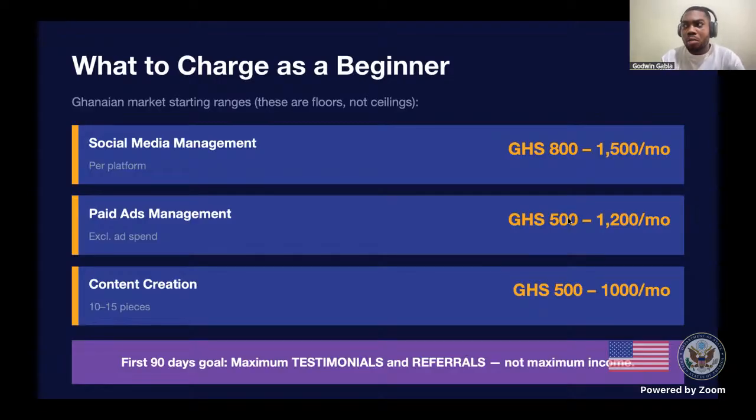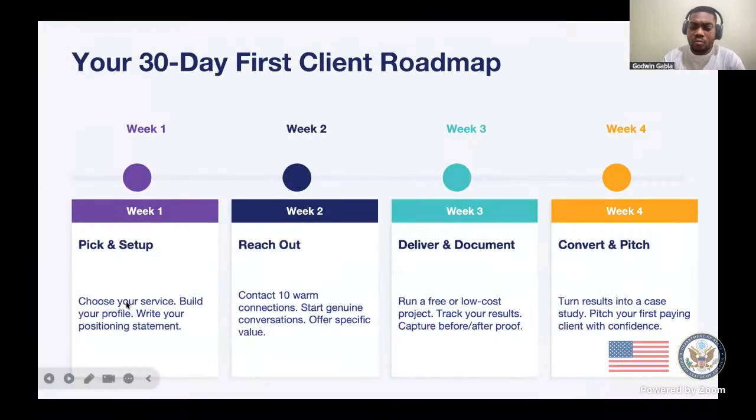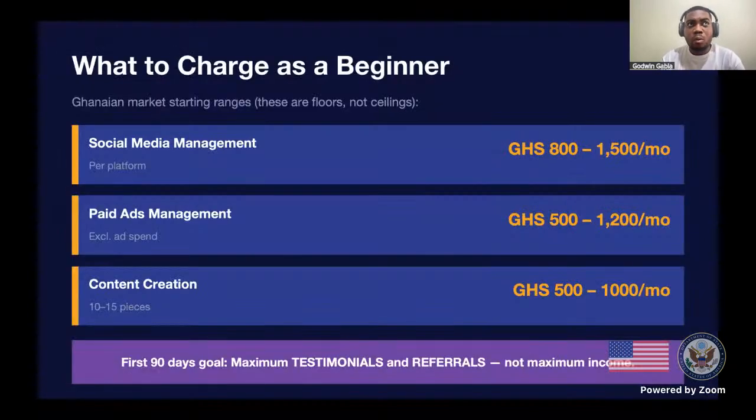If you are mid to senior level or you have some really good numbers to show, you can charge way more for ads than this per client. And because of the way it is, you can work with multiple clients. You can work with even 20 ads clients at a go, right? It's not a big deal. Then content creation, 500 to 1,000 cedis per month, mostly for graphics. If you are doing videos, like recording yourself promoting a product, then you will definitely charge way higher than this, right?